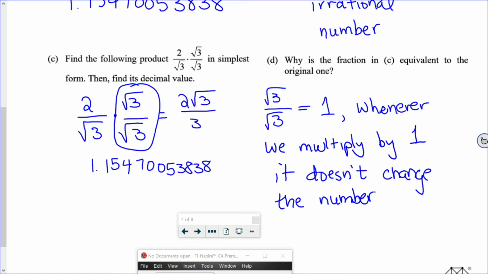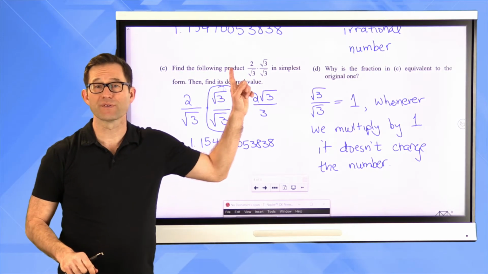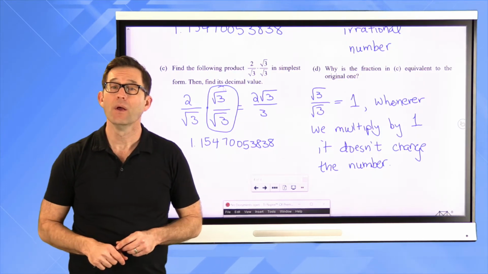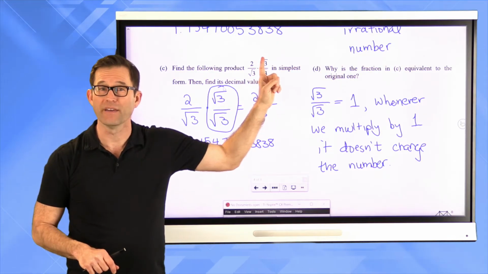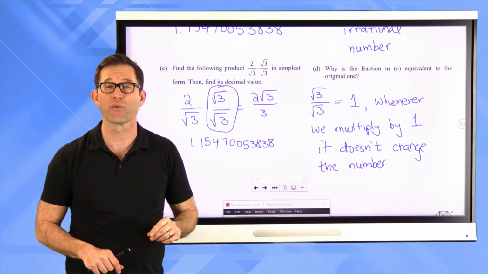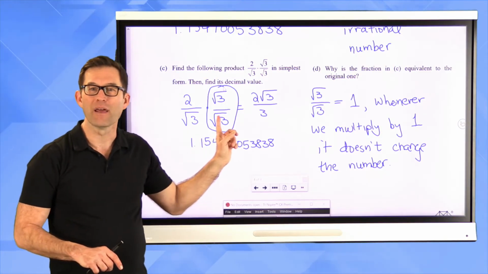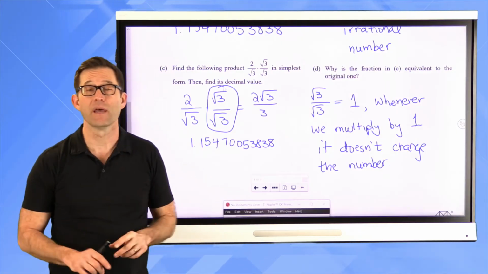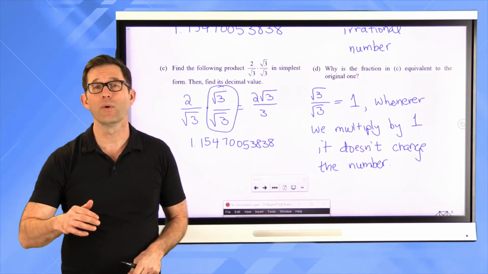So the idea here is, I take this fraction, 2 over the square root of 3, and I want it to have a rational denominator. So I end up multiplying it by the number 1, i.e. the square root of 3 divided by the square root of 3, in a way that makes that denominator a rational number. Now again, you might very reasonably say to yourself, why would I ever want to do this? What good would this ever be?